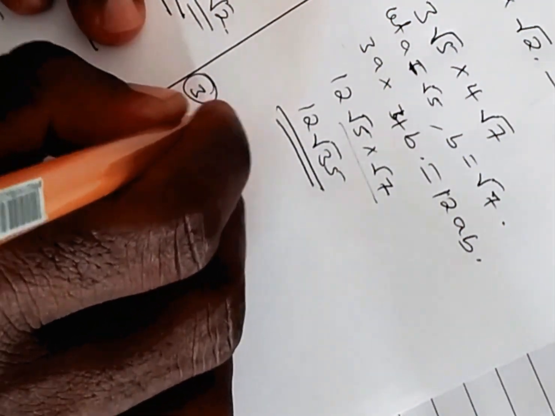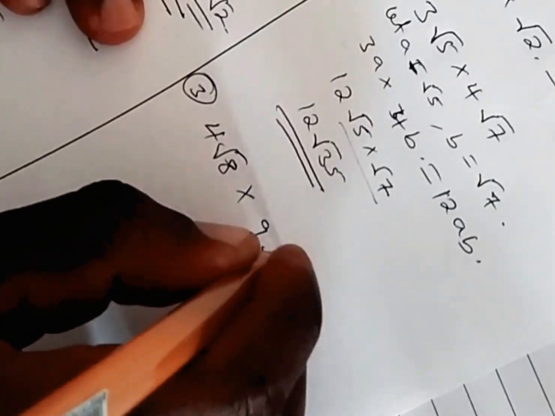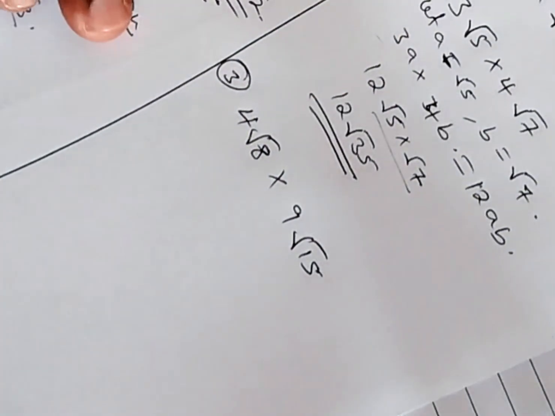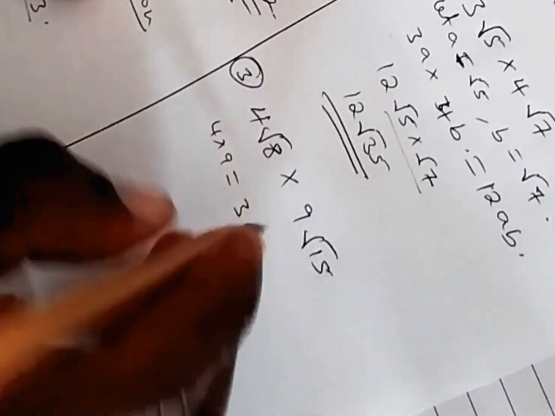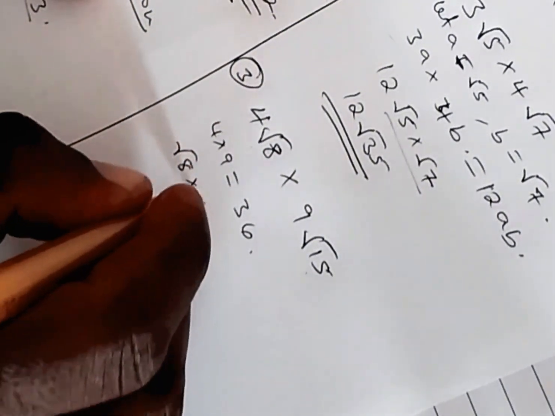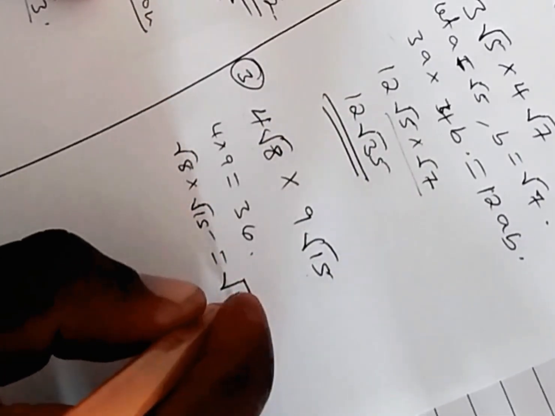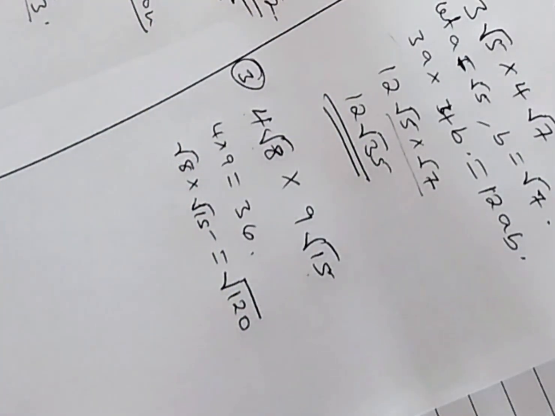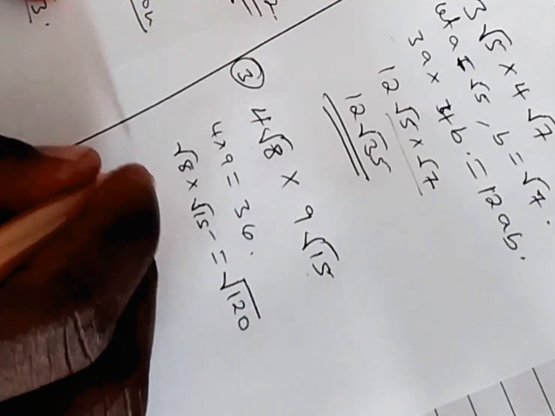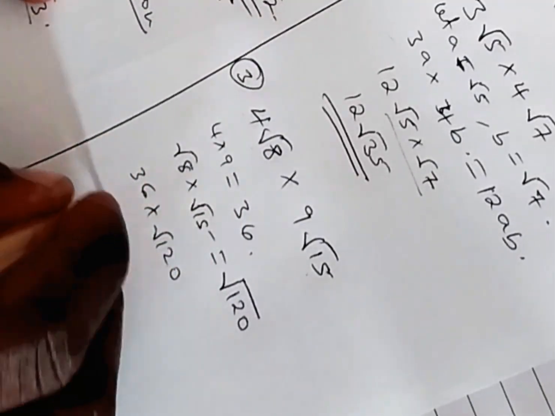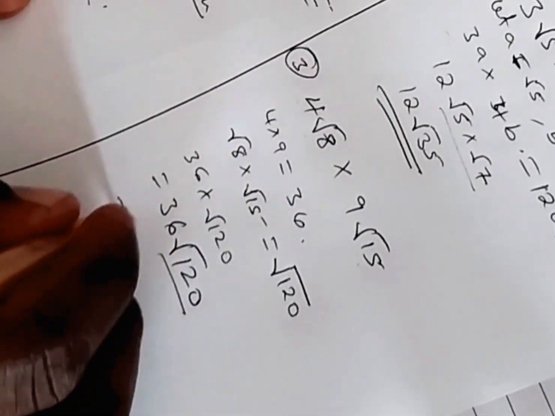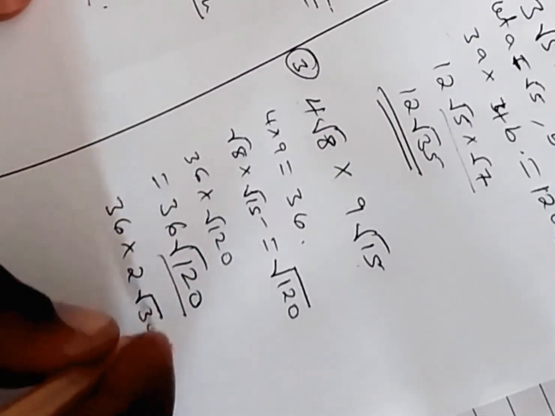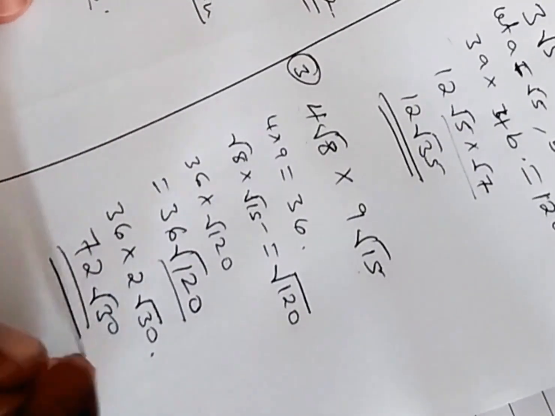Another example: 4 root 8 times 9 root 15. So how do you solve this? Of course, whole numbers you multiply them, so we'll have 4 times 9, which is 36. Then the roots, root 8 times root 15. This will give you root 120. And this will be now 36 times root 120, which is 36 root 120. You simplify this as we did earlier. This will be 36 times 2 root 30. This is 72 root 30.